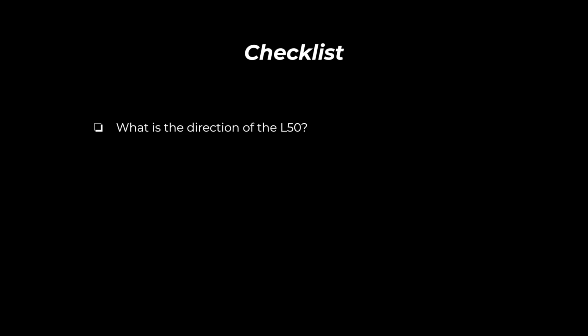So let's review the checklist one more time. The first thing we're looking for every day, what is the direction of the liquid 50? Are we in the buy zone? Are we in the sell zone? Where are we going? Is it in one zone all day or is it swapping? Is it sitting at the stationary 50? Understanding where that liquid 50 is, is the first thing you should be doing every day.